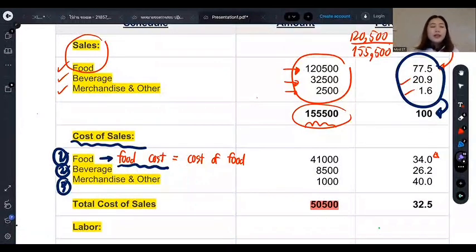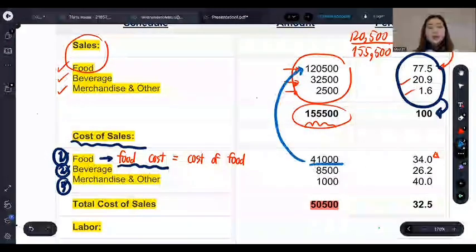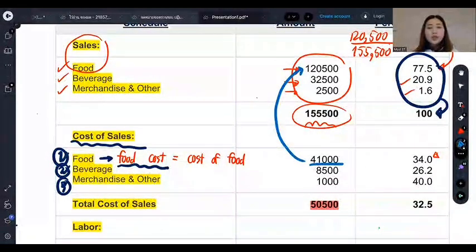To find the food cost percentage, we can use the amount of food cost, which is 41,000, and divide by the revenue of food or the food sales, which is 120,500.